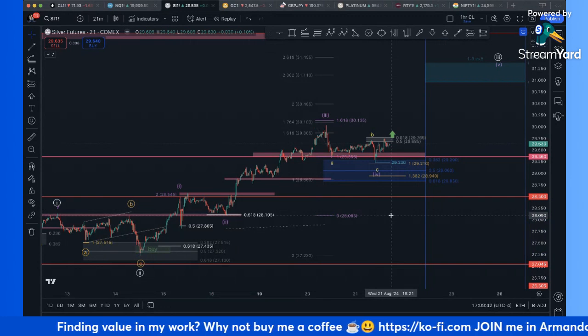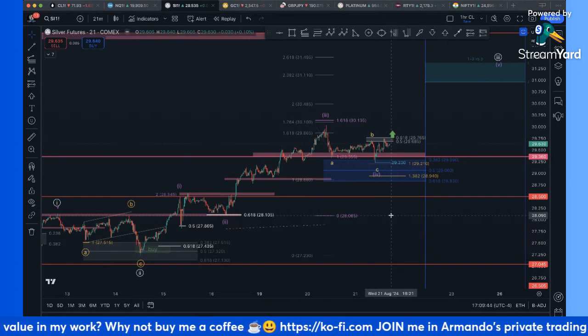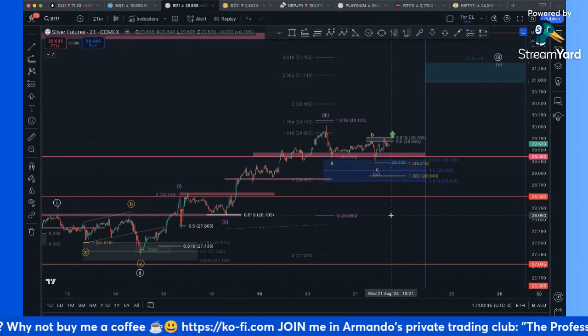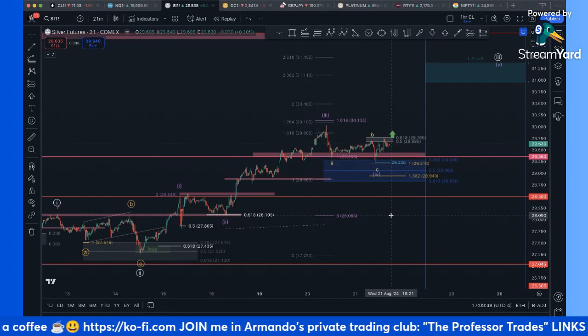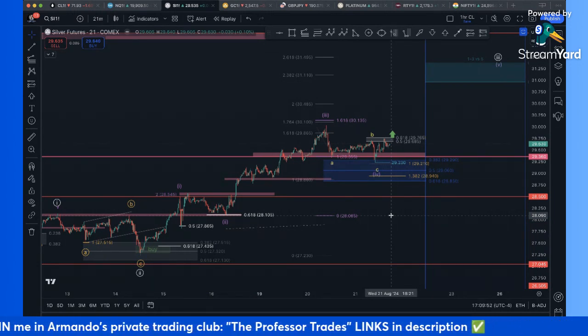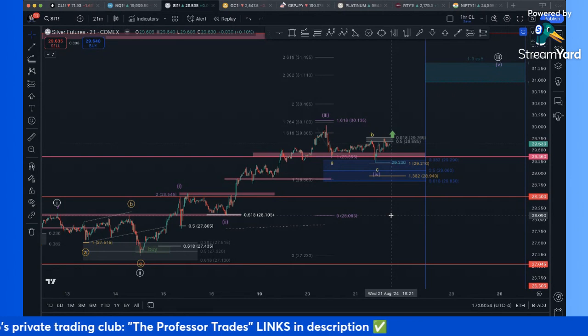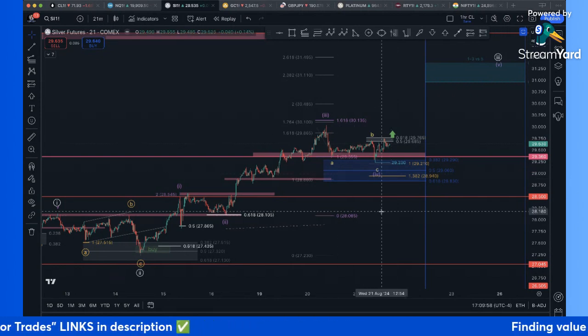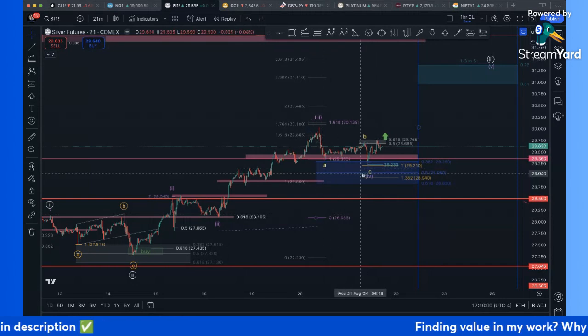Waves 1, 3, and 5 are composed of 5 waves, a great majority of the time, in a standard impulsive move. And waves 2 and 4 are typically subdividing into 3 waves. So this wave 4 definitely subdivides in 3 waves.